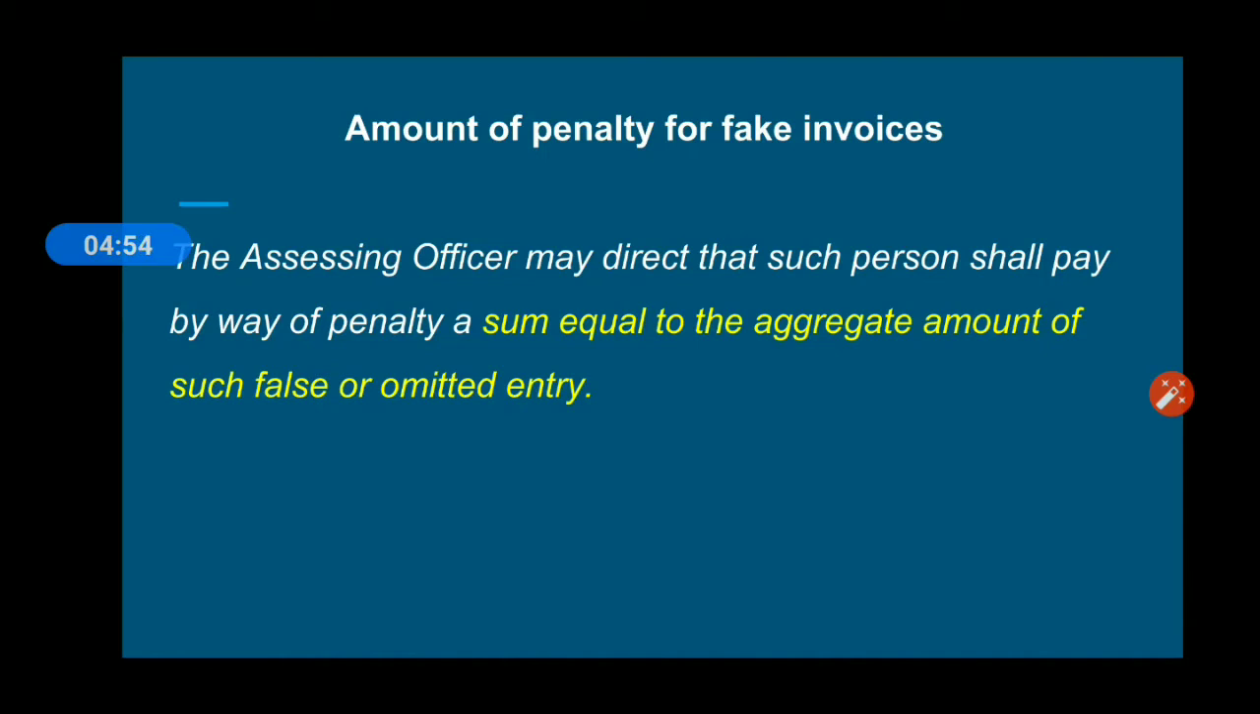What is the amount of penalty? The assessing officer may direct such person to pay by way of penalty a sum equal to the aggregate amount of such false entries or any entry omitted. So the penalty will be an amount equal to the aggregate amount of such false entry. If you make any false entry, the penalty is equal to the false entry or any entry that you have omitted from the books of accounts.